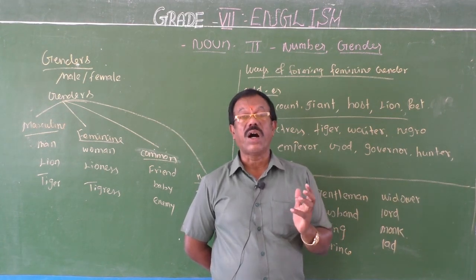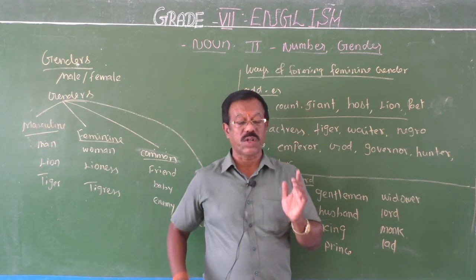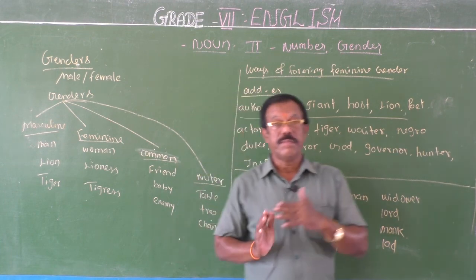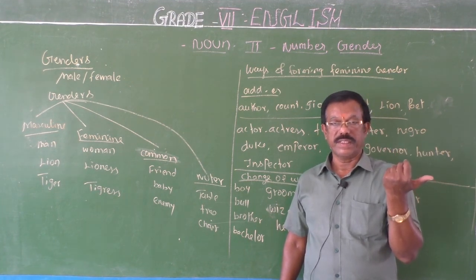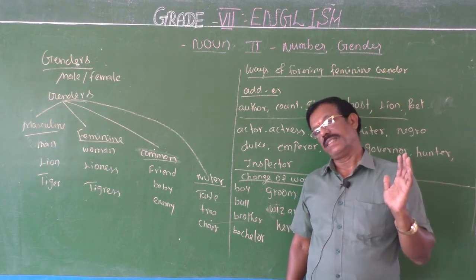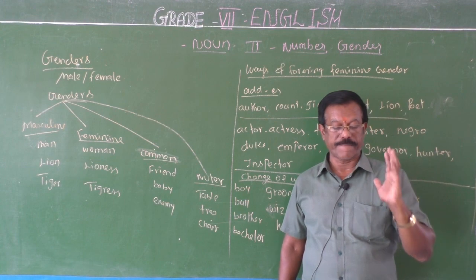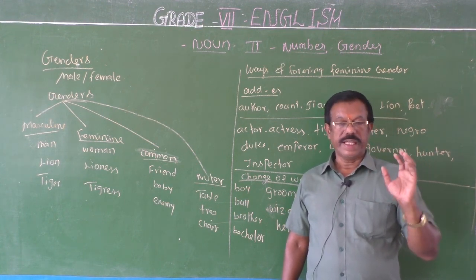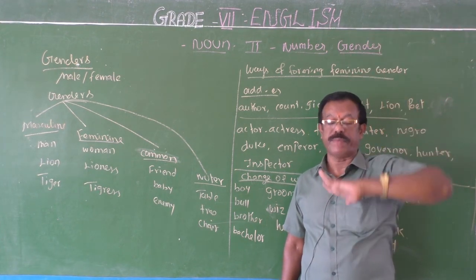Actor, actress. Author, A-U-T-H-O-R, author, A-U-T-H-O-R-E-S-S, authoress. Baron, B-A-R-O-N, baron, baroness. Conductor, conductress. Count, countess, C-O-U-N-T. Duke, duchess. Emperor, empress, E-M-P-E-R-O-R.